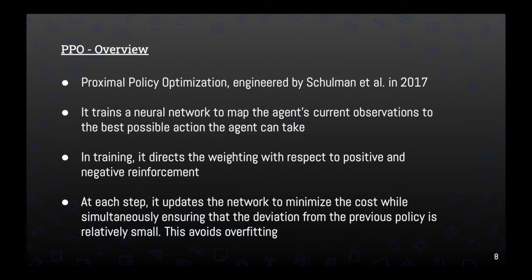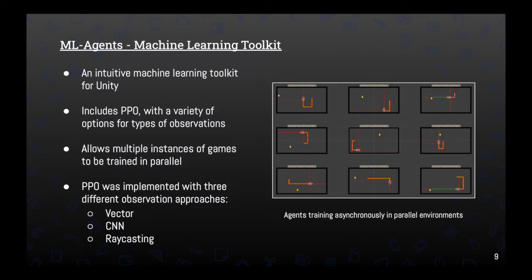This avoids overfitting. To implement PPO, we use the ML-Agents Toolkit, which is an intuitive machine learning toolkit for Unity. It allowed us to train multiple instances of the game for faster training times, as well as three options for types of observations. All options for observations were implemented, and these included vector-based, CNN-based, and raycasting-based observations.